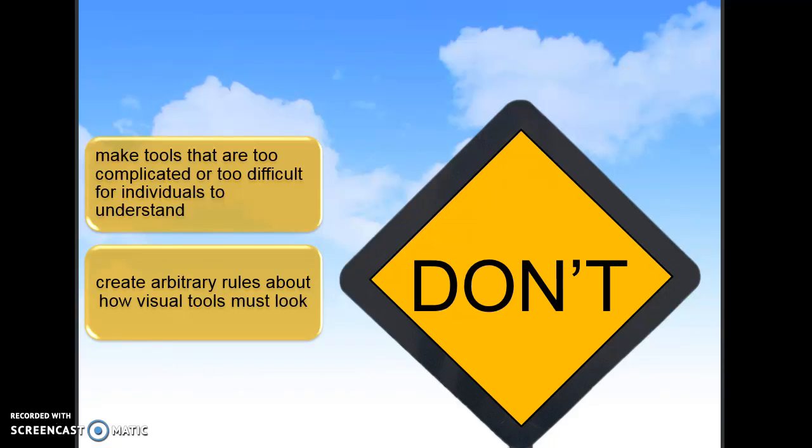Some don'ts: don't make tools that are too complicated or too difficult for individuals to understand. And don't create arbitrary rules about how visual tools must look. If you look at our example of first-then schedule, sometimes we are in situations where we are not in our classroom. We may not have an icon. So we grab a piece of paper and we write first, we write then, and we're able to create a visual on the fly right there. So let's not create arbitrary rules, and let's really think about what we need to put into place for our students to move smoothly throughout their day.